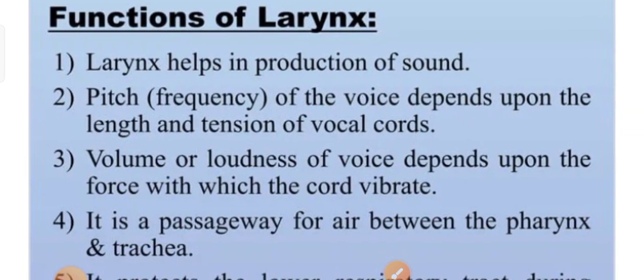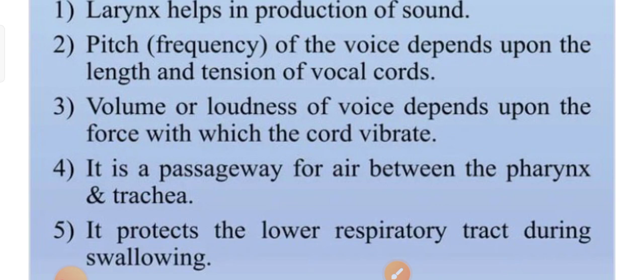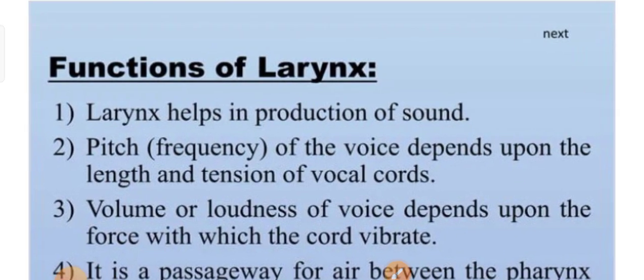So what are the main functions of the larynx? The larynx helps in the production of sound. The pitch of the voice depends upon the length and tension of the vocal cords. Volume or loudness of the voice depends upon the force with which the cords vibrate. It is a passageway for air between the pharynx and trachea. It protects the lower respiratory tract during swallowing. That is the reason we call it a voice box.